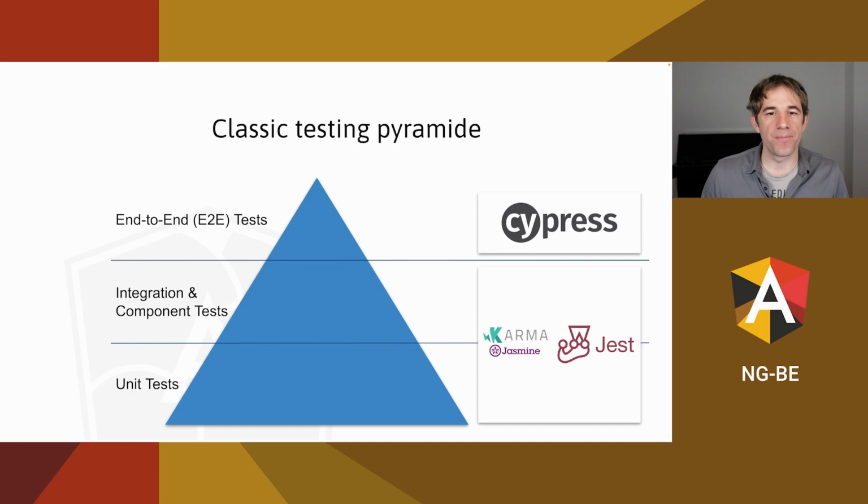Good. So, if we look at the common testing types that we have in Angular, we can categorize them according to the testing pyramid. At the very bottom we have our unit tests that we write with Jest or with the combination of Karma and Jasmine, and then in the middle we have the integration and the component tests. Since the definitions of these testing types are not always the same, and there are multiple definitions out there, I just want to give my definitions here so that we are all on the same page.